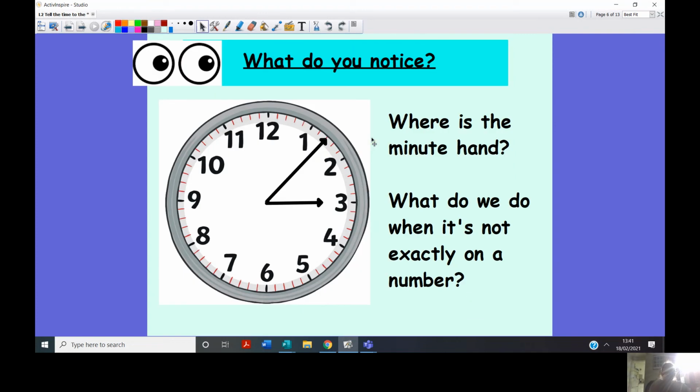So look at this clock. What do we notice? Where is the minute hand? What do we do when it's not exactly on a number? So looking here, you can see that our minute hand, and remember our minute hand is the longer hand, this is our minute hand there. It is not on a number. It is on one of our little intervals. And what do we say that each one of these intervals was worth? It is worth 1 minute. So what do we do when it's not on a number? I wonder what we do.